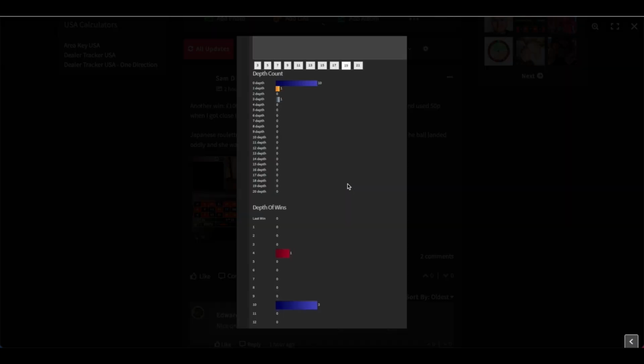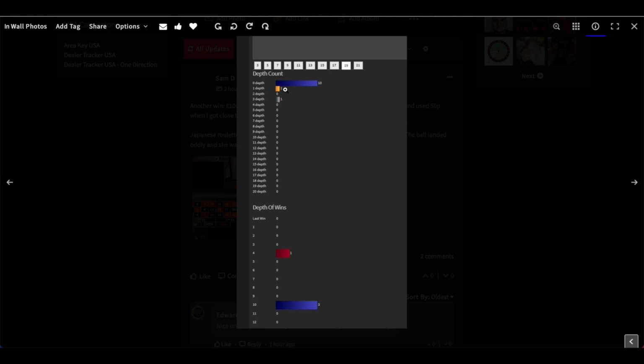But what I'm going to do is show you the graph for the people that don't really understand what they're looking for on this. Now the top graph, this actually shows you the depth count. So it's always working on the highlighted area. So if you look at a 0 depth, that means it's landed on the highlighted section straight after the last result. That's done that 10 times.